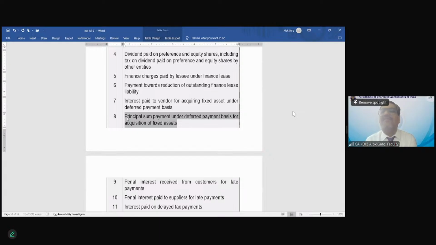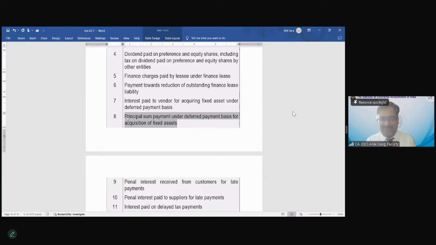Yes, acquisition of a fixed asset is an investing activity, right? Even when you read Ind AS 16 and Ind AS 38, they say that on deferred payment terms, you have to capitalize your PPE at the cash price equivalent. Whatever extra payment you pay for the delay is an interest cost. So interest paid is a financing activity. Principal paid is what?